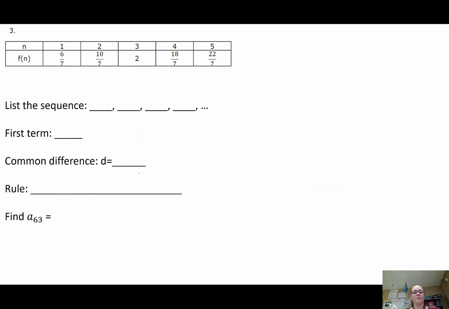Now this is a table. So let's kind of look at what this table is going to look like. Okay, so my first term is 6/7. My second term is 10/7. My third term is 2/7. And my fourth term is 18/7. Now we have another term and I missed my box. I'm sorry, guys. So my next term would be 22/7. Okay. So my first term, what is that? Well, 6/7.